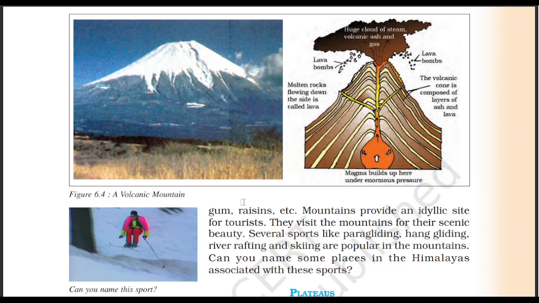Several sports like paragliding, hang gliding, river rafting, and skiing are popular in the mountains. Can you name some places in the Himalaya associated with this? You can see this is a volcanic mountain. This is a volcanic mountain. This is a formation process.